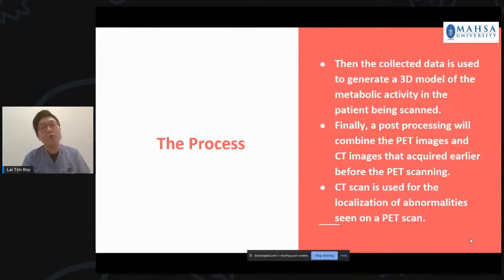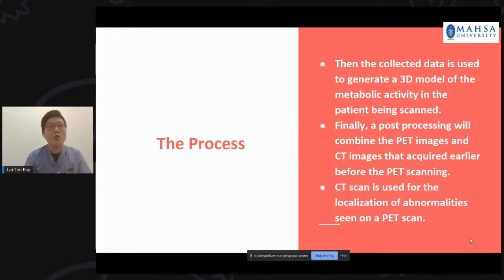Finally, post-processing combines the PET images and the CT images that were acquired earlier, before the PET scanning. So we fuse the PET images and CT images together. Therefore, sometimes you will hear people mention that PET CT scan produces hybrid imaging, meaning it comes with both together. And the purpose of this CT is for localization of abnormalities seen on the PET scan.